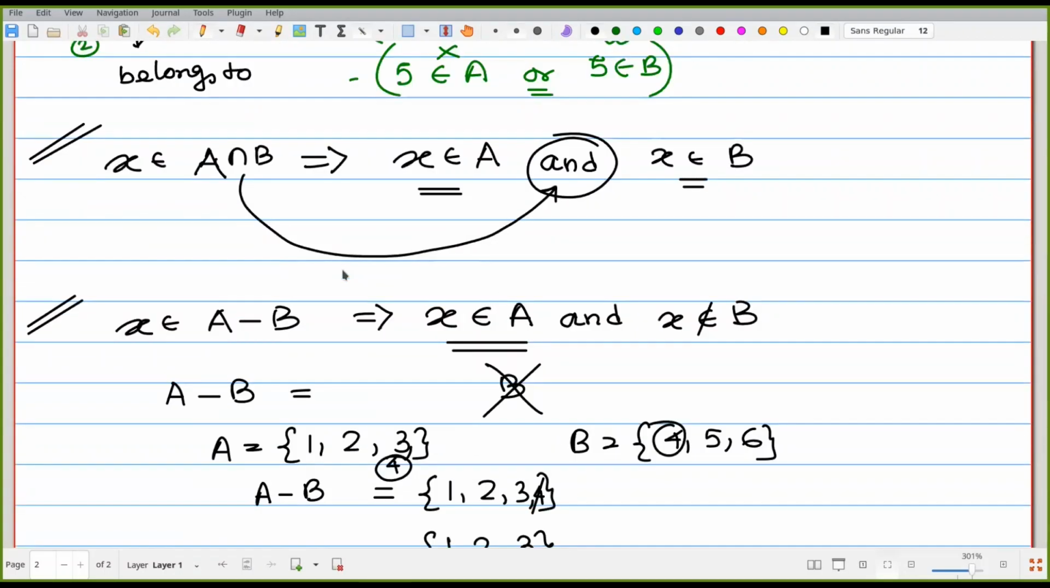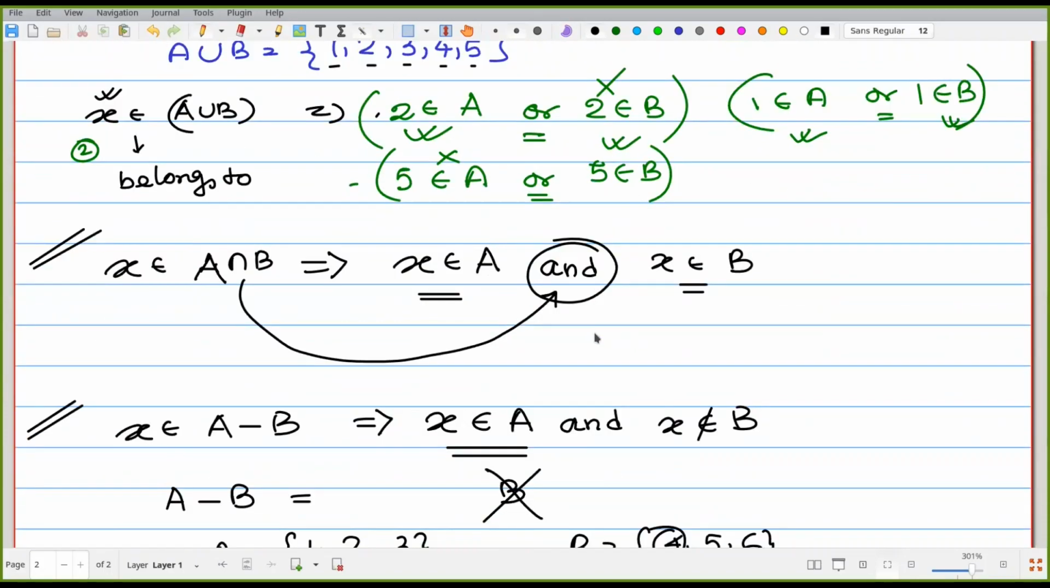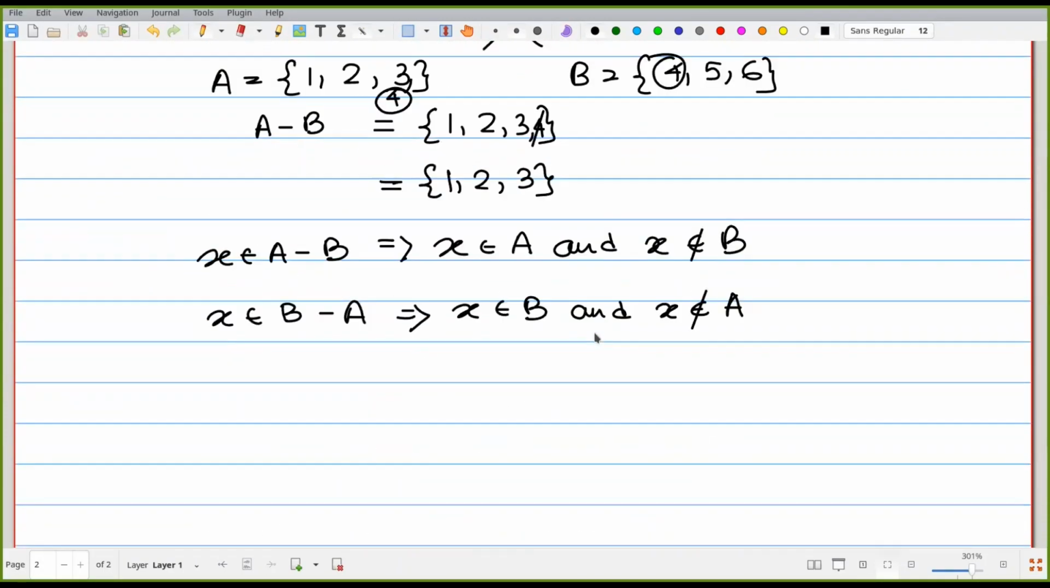First one, union. Union means or. Intersection means and. Third one, the subtraction or the difference. That means and, but whichever is on the right hand side of the difference operator, that would be removed, or not belonging to. So always, that means belongs to, that means not belongs to. Those are the two.